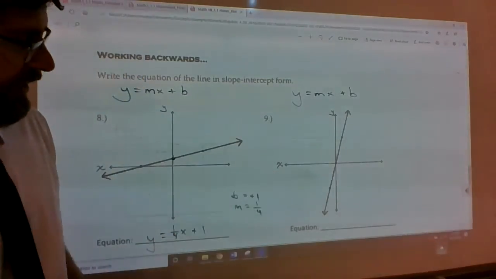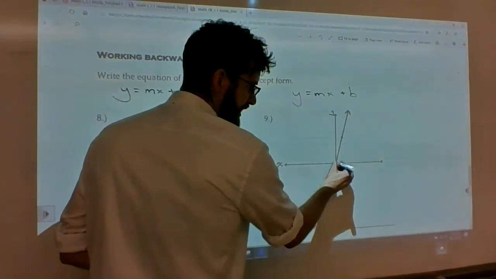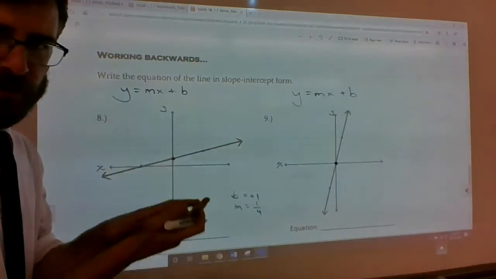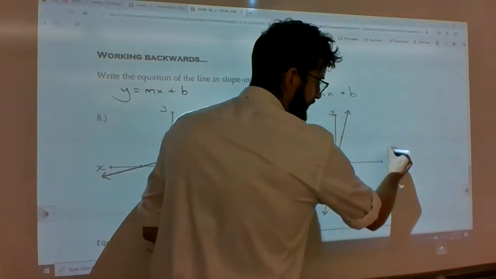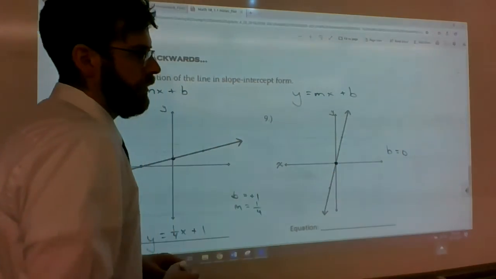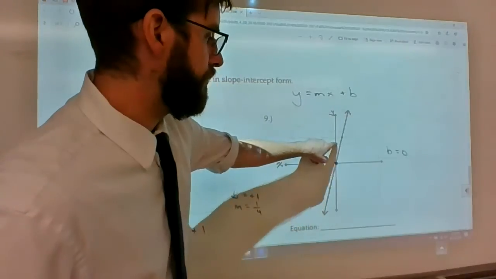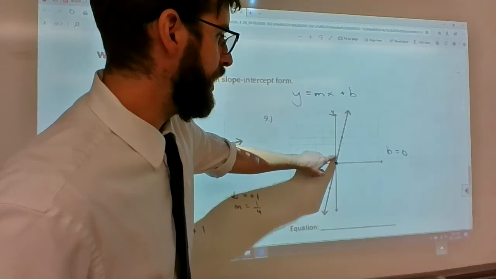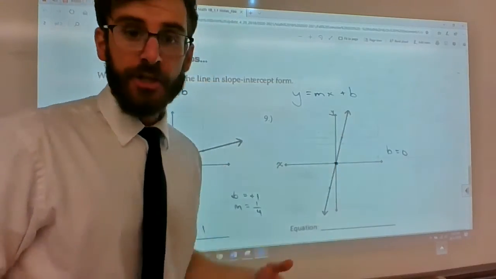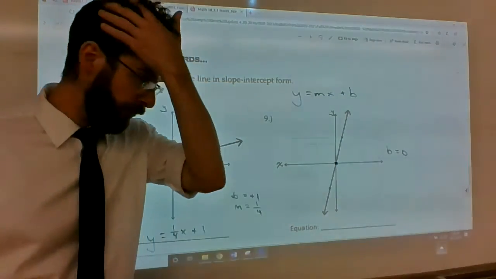Let's do the same thing here. It starts at 0. It crosses through the origin. So you got to just say b equals 0 right away. It goes up 1, 2, 3, sorry, let me try that again. Up 1, 2, 3, 4 over 1. So it's the reverse of 1/4. It's 4 over 1.